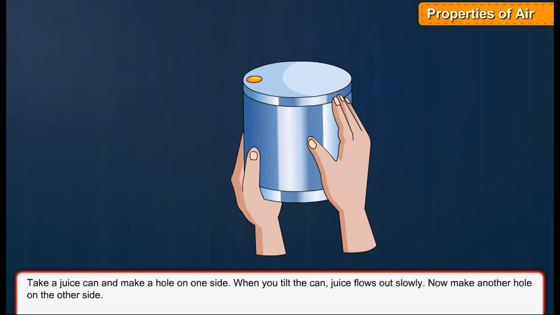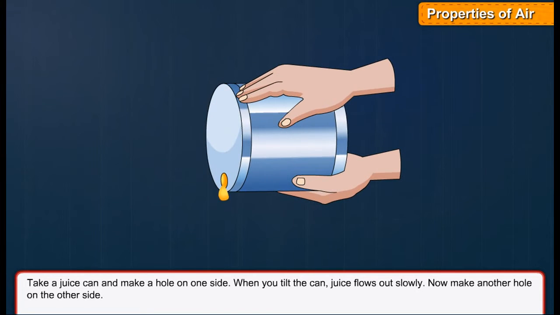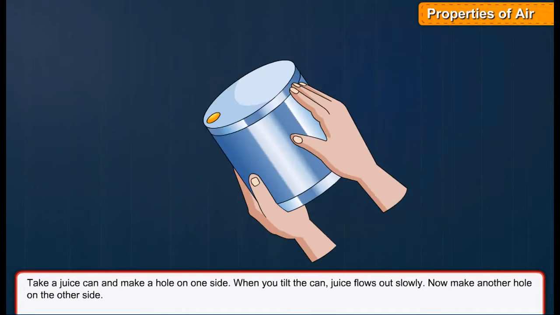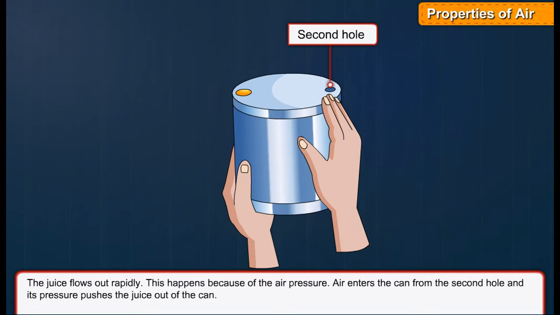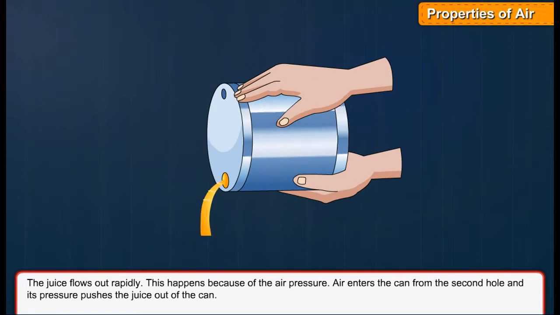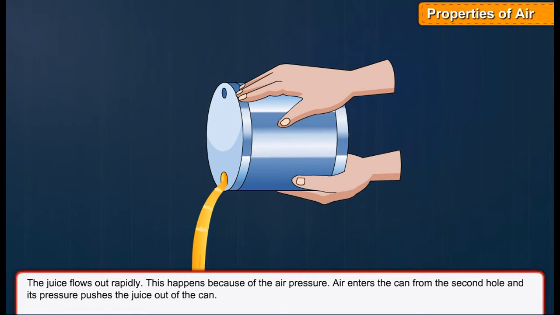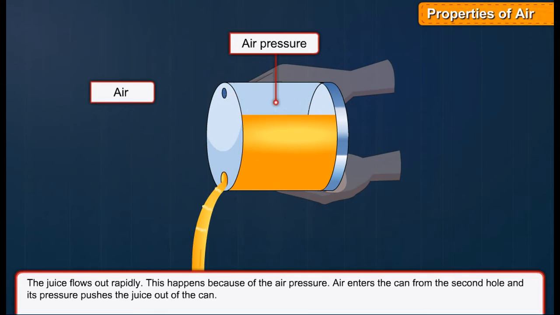Take a juice can and make a hole on one side. When you tilt the can, juice flows out slowly. Now make another hole on the other side. The juice flows out rapidly. This happens because of the air pressure. Air enters the can from the second hole and its pressure pushes the juice out of the can.